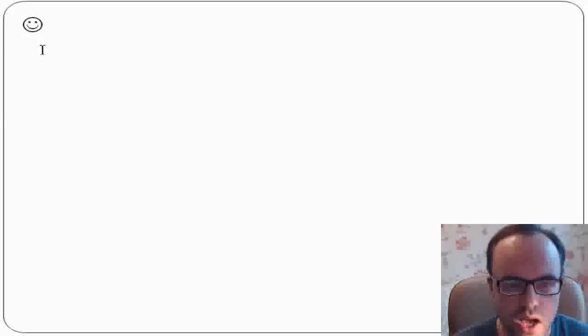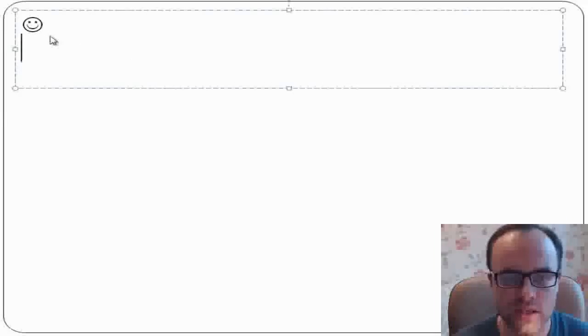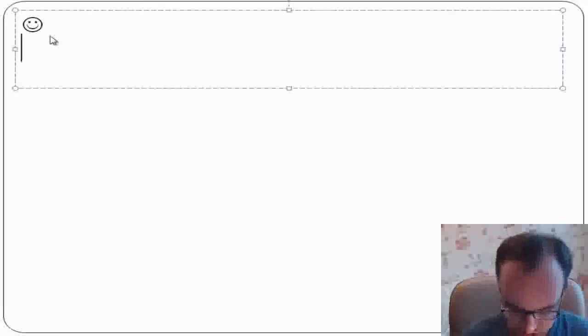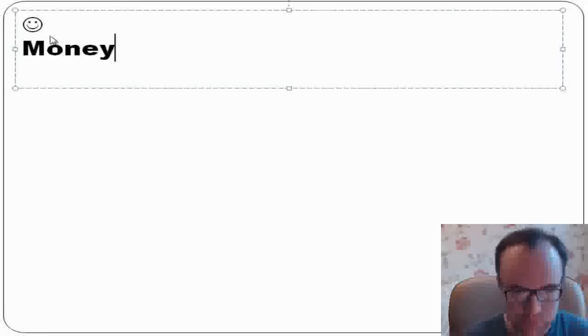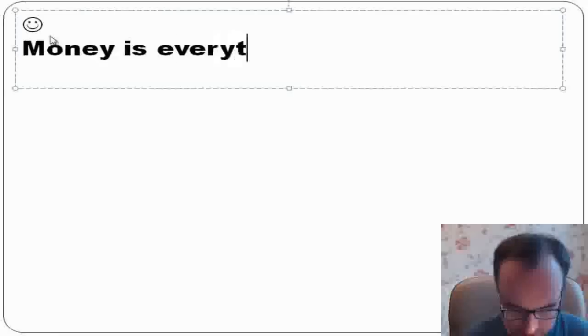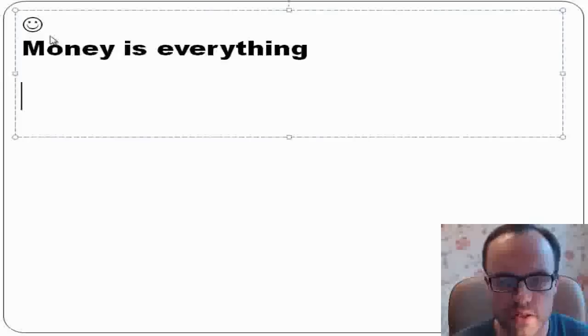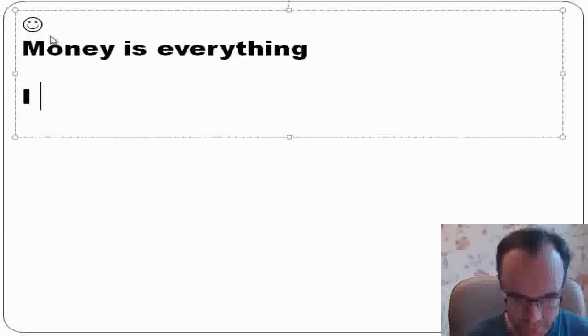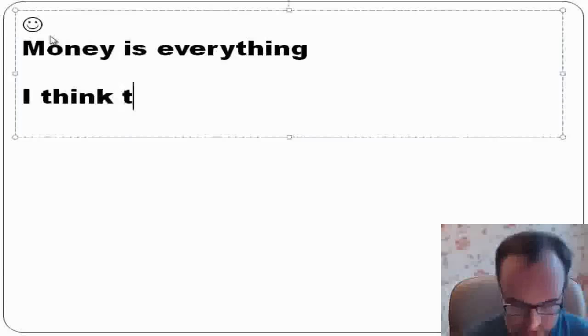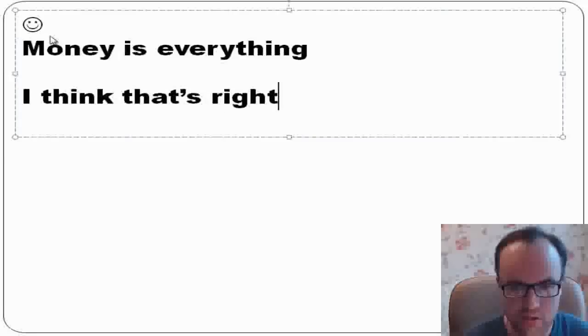For instance, you can see a statement such as, money is everything. Money is everything, and you need to say something about it. So do you agree or disagree with this statement? Money is everything. Let's compare two possible answers of elementary students and more advanced students. Okay, so I think that's right.